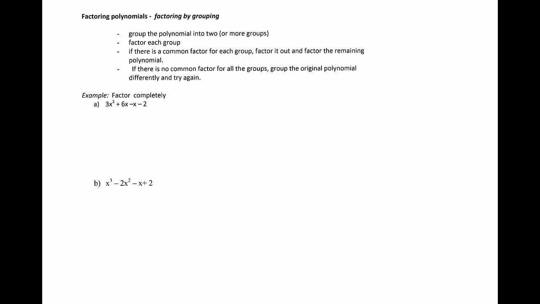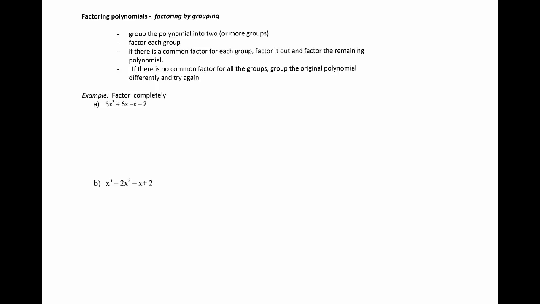To factor a polynomial by grouping, we group the terms of the polynomial into two or more groups and factor each group with the hope that all the groups contain the same factor. Then we factor out that common factor and deal with the remaining polynomials. If there are no common factors among all groups, then we might try grouping the terms of the polynomial differently and trying again. Let's look at an example.